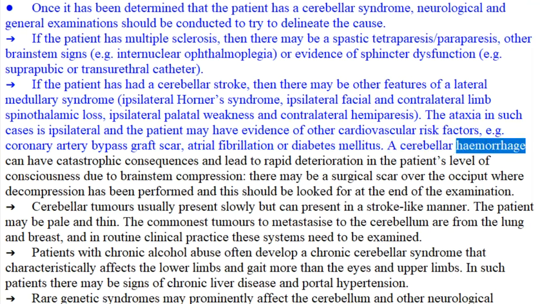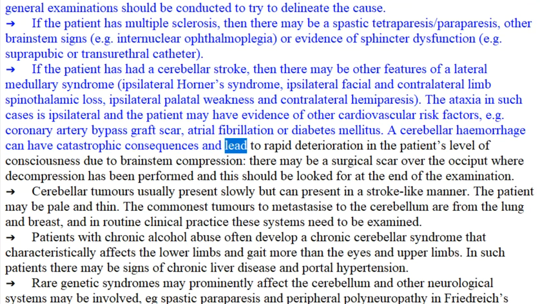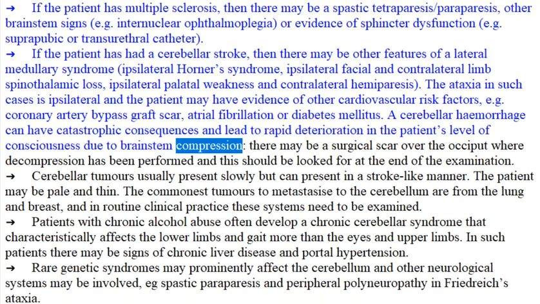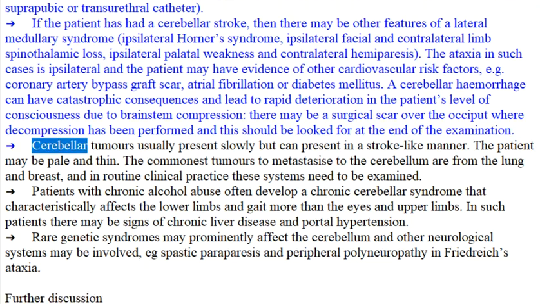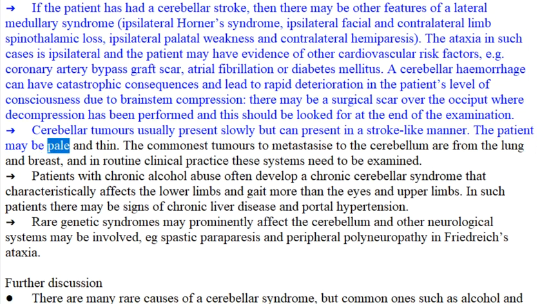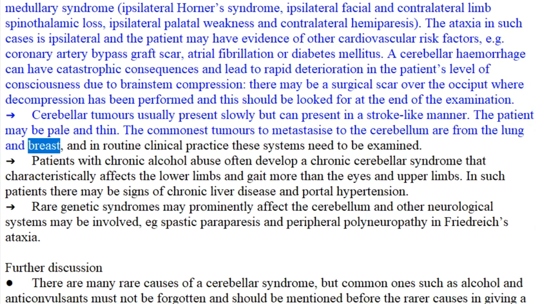A cerebellar hemorrhage can have catastrophic consequences and lead to rapid deterioration in the patient's level of consciousness due to brainstem compression. There may be a surgical scar over the occiput where decompression has been performed, and this should be looked for at the end of the examination. Cerebellar tumors usually present slowly but can present in a stroke-like manner. The patient may be pale and thin. The commonest tumors to metastasize to the cerebellum are from the lung and breast, and in routine clinical practice these systems need to be examined.